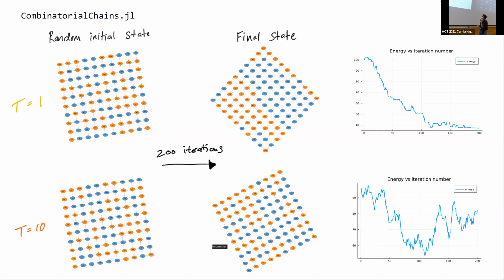And as you'd expect, at least if you're a physicist, in the low temperature regions, spins tend to line up. And they try to minimize these domain walls between spin up and spin down, which is kind of what's happening at the top. And then also the energy drops, whereas at the bottom, you can see the energy kind of jumps around.